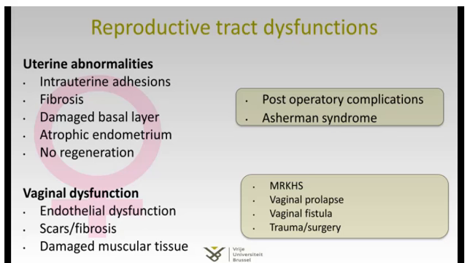Also in vaginal dysfunction, we observe some typical features that are endothelial and muscular cell dysfunction. So we observe an increased apoptosis of these cells, and often we observe the presence of scars and fibrosis. All this dysfunction can be caused by vaginal prolapse, fistula, or again, traumatic surgery. On top, there is Mayer-Rokitansky-Küster-Hauser syndrome, a syndrome where people do not develop a vagina, so they are actually lacking the whole organ.